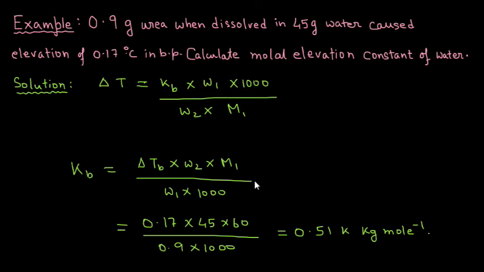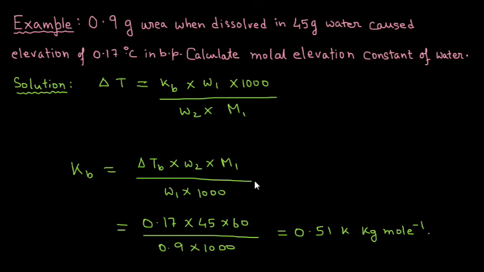Now let us see some example. 0.9 gram of urea when dissolved in 45 gram water caused elevation of 0.17 degree centigrade in boiling point. Calculate the molar elevation constant of water.